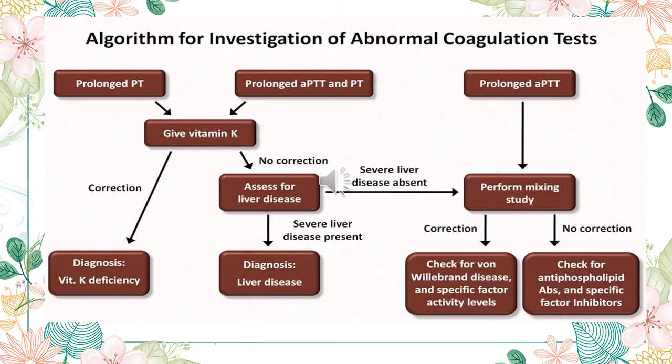So that effect is due to inhibitors. What's meant by inhibitors? The most common, or the most famous, inhibitor is the lupus anticoagulant in the antiphospholipid syndrome. We will go through it again in the lecture. Here are the repeated causes.